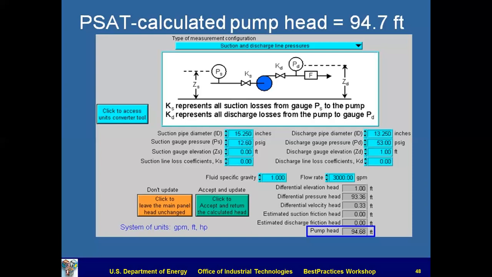So you can see the calculated head: the differential elevation between the two gauges, 1 foot; the 53 minus 12.6 PSIG times 2.31 is 93.36. Differential velocity head is the V squared over 2G in the discharge pipe minus V squared over 2G in the suction pipe. That's 0.33, and that's all we got. That adds up to about 94.6 or 94.7 feet.